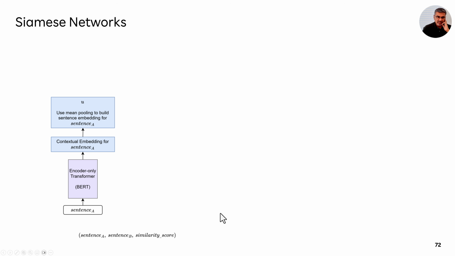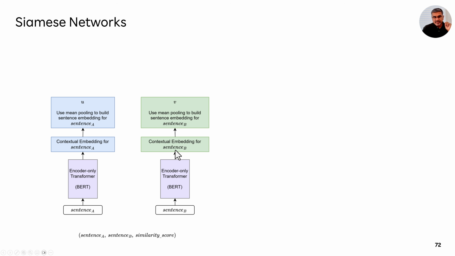Now, Siamese network means something is joined together, right? So what it means here is that you take the second sentence and pass it through the exact same LLM. These are not two different LLMs. It will again generate the context-aware embedding matrix for sentence B, and you do the mean pooling and get that into something called V. The first sentence is pooled into a matrix called U, and the second sentence into a matrix called V.